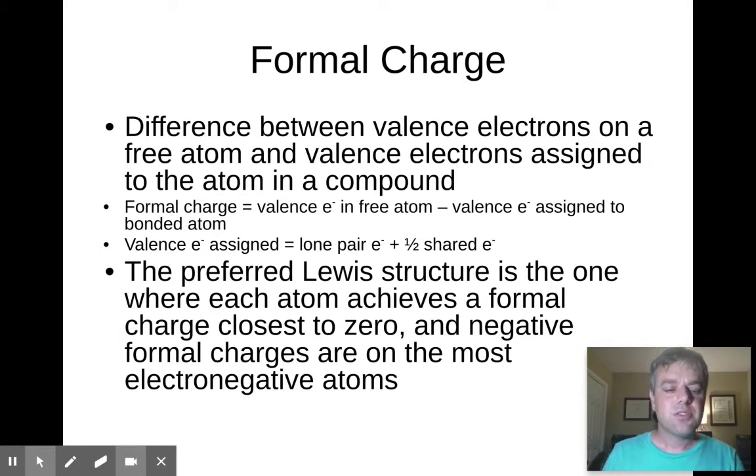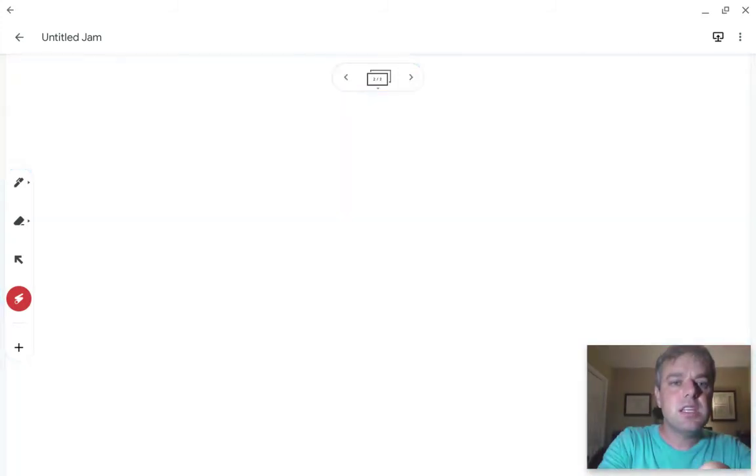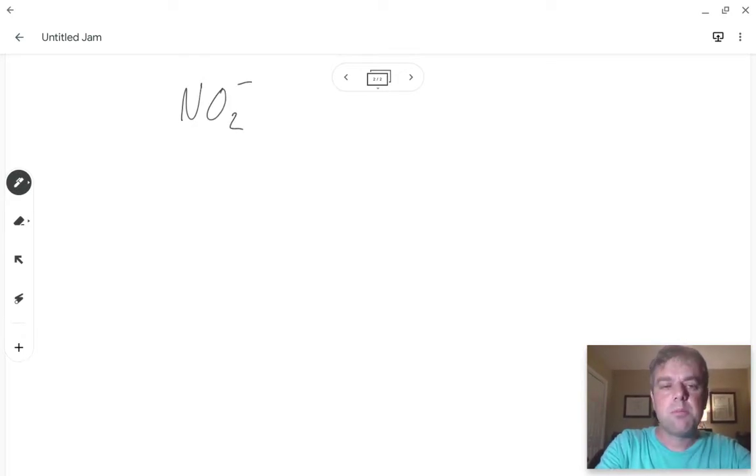So let's consider a couple of examples. Let's consider first the NO2 minus polyatomic ion. Well, it could be arranged as NOO, or it could be arranged as ONO.